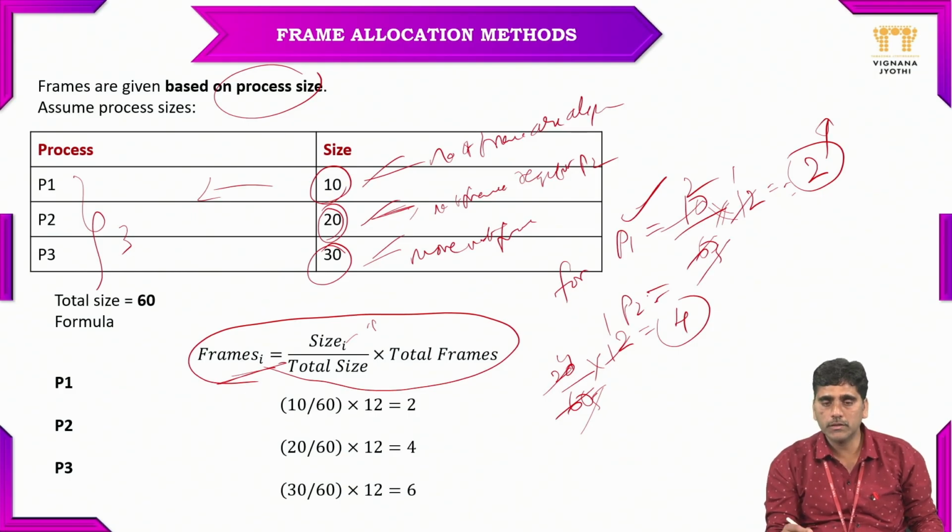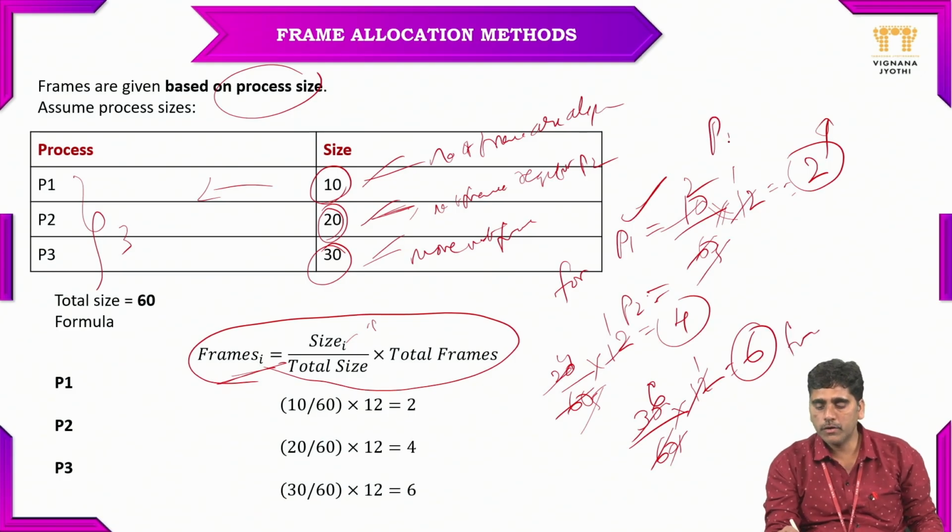And similarly for P3. What is the size of P3? 30 divided by total size 60, into the total number of frames, which is 12. So 12 into 5, 5 into 6. That is 6 frames are available, 6 frames are ready to allocate.